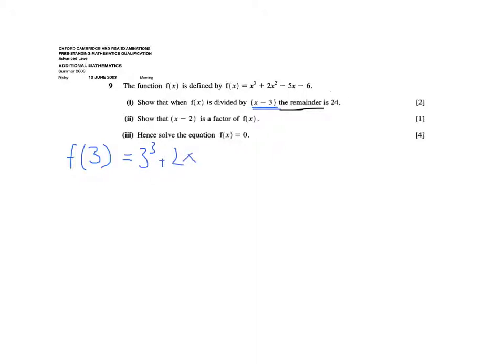So here we're going to substitute in 3, and if we do that we get 3 cubed plus 2 times 3 squared minus 5 times 3 minus 6, which is 27 plus 18 minus 15 minus 6. If you sort all of that out, you get 24 as asked for.